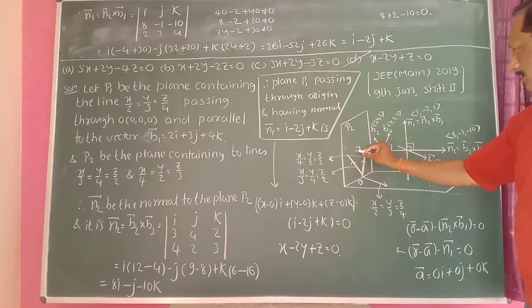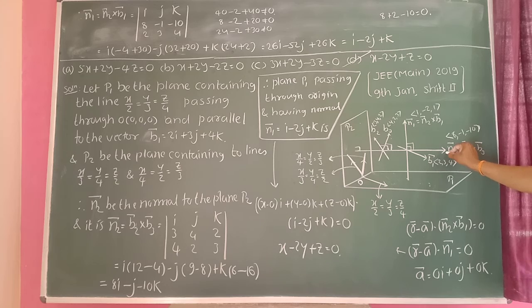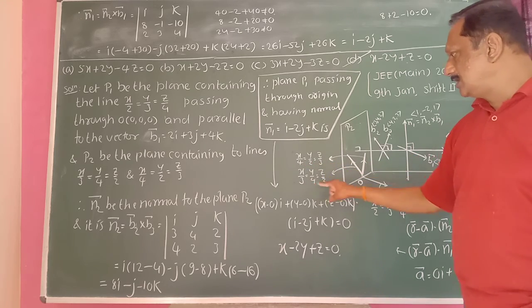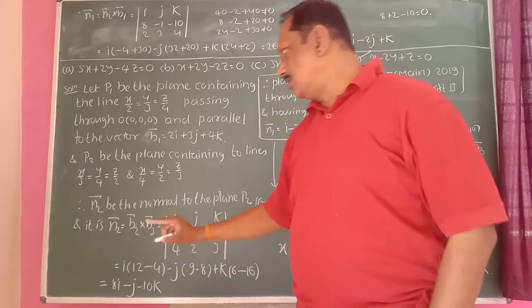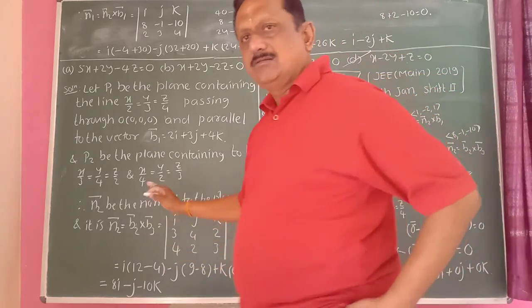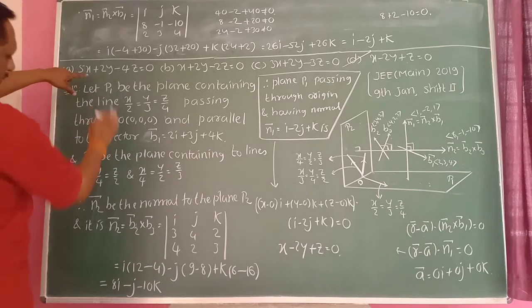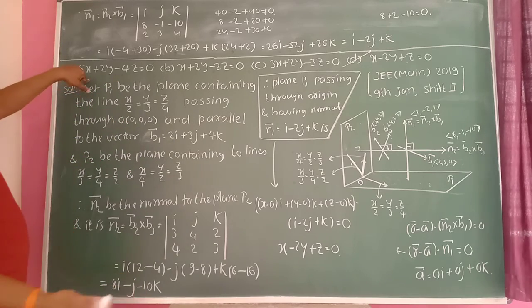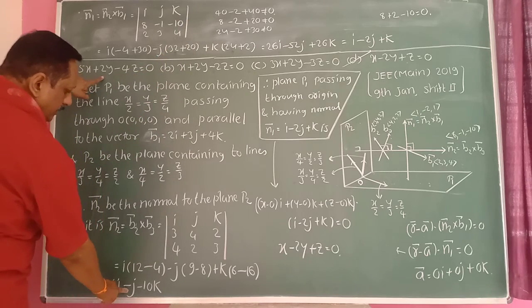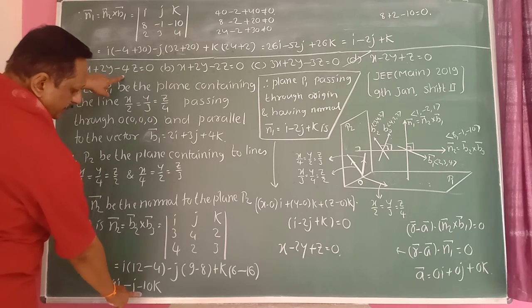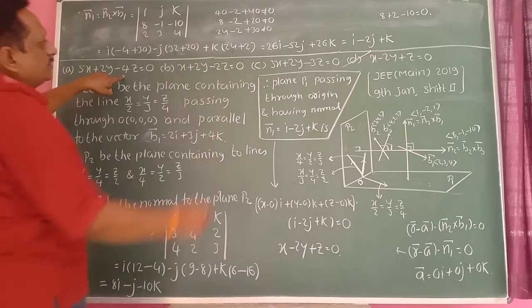What is different here? N2: take 4, 2, 3 and 3, 4, 2. Then simplify and we get a normal. So use this inspection method. Take this plane and this plane; the dot product must be 0. 5 times 8 is 40, then 2 ones are 2, minus 2, then minus 4 into minus 10 is plus 40, not equal to 0.